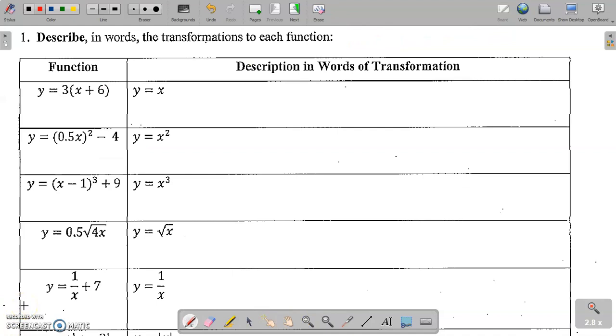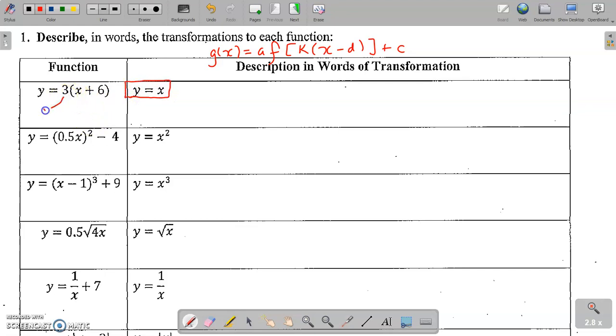So when you're working on these functions, it's good to practice describing the transformations in words. Again, your g of x will equal your a times f of k x minus d plus c. And if you need a refresher on what each term does, there's a video a few videos ago that describes each of the transformations. So here we have y equals 3 times f of x plus 6, and this is our base or parent function.